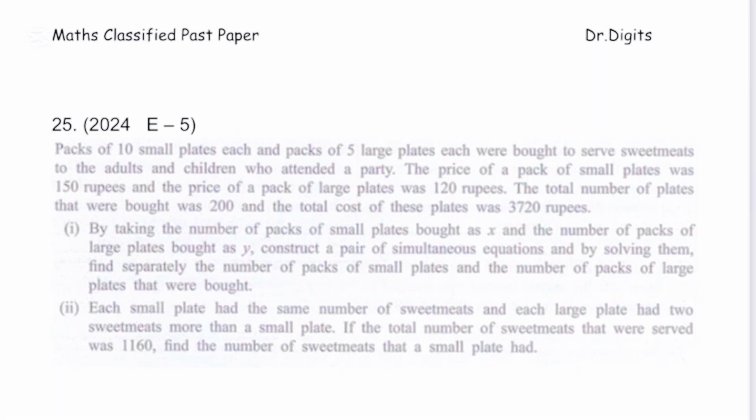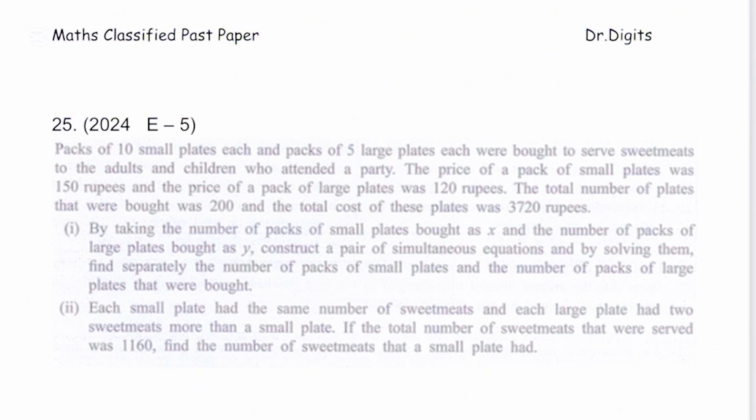What does it say? Packs of 10 small plates each and packs of 5 large plates each were bought to serve sweetmeats to the adults and children who attended the party. Okay, so in one pack there are 10 small plates, in another pack there are what? 5 big plates. Now you already understood the number of packs is the unknown term. Number of small packs is one unknown term. The number of large packs is the other unknown term.